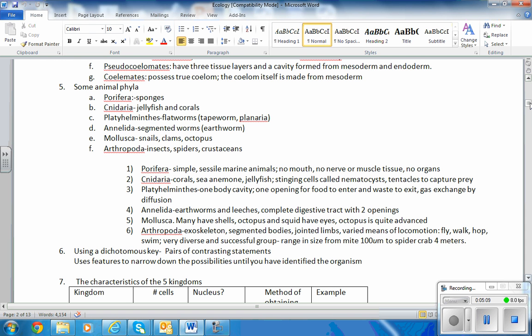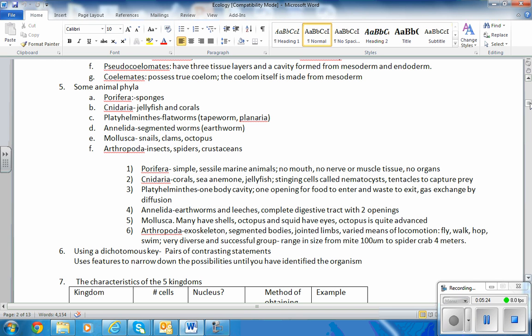Sponges are very different from most organisms, so they kind of are in a class of their own, and they are in the phylum called Porifera, which I can remember really easily because sponges have pores, right? They look spongy.